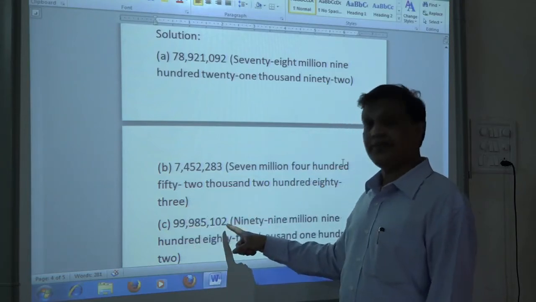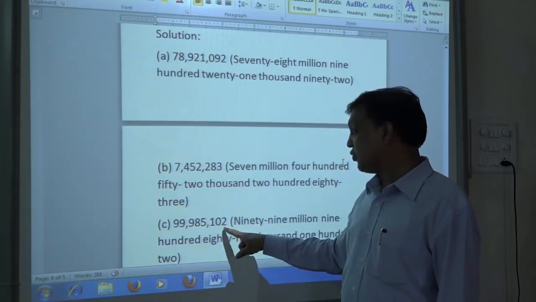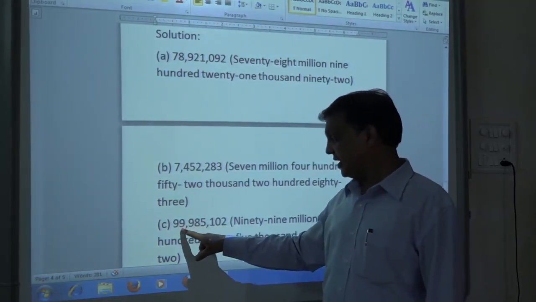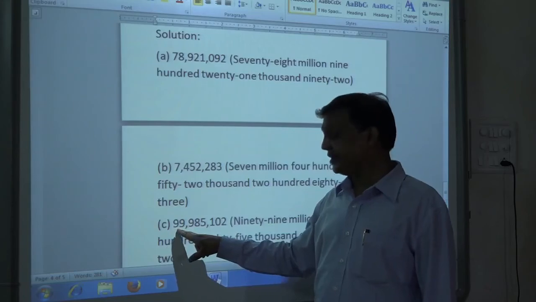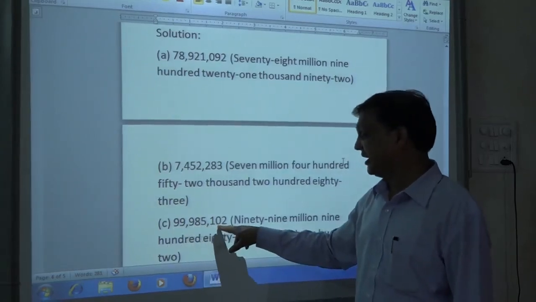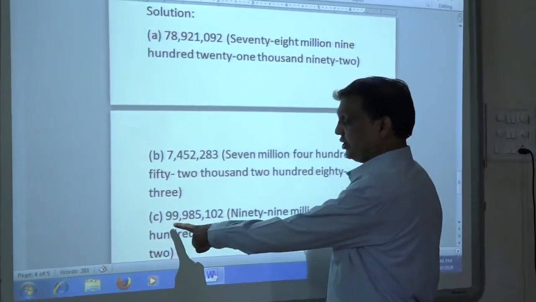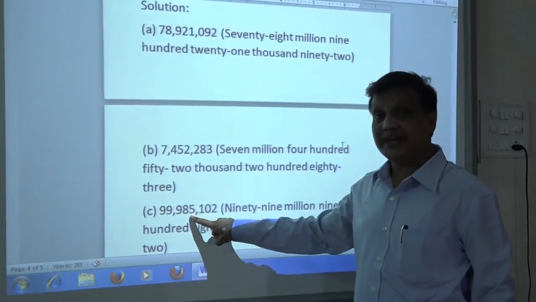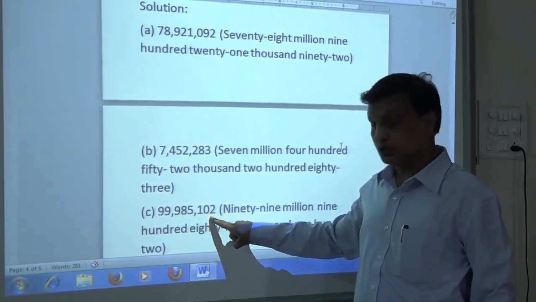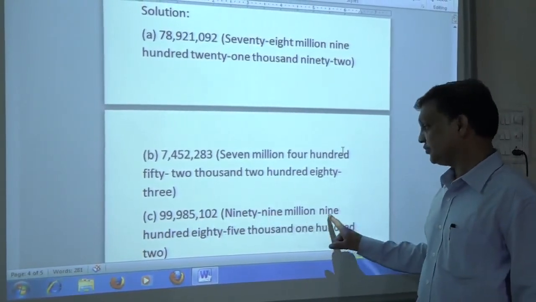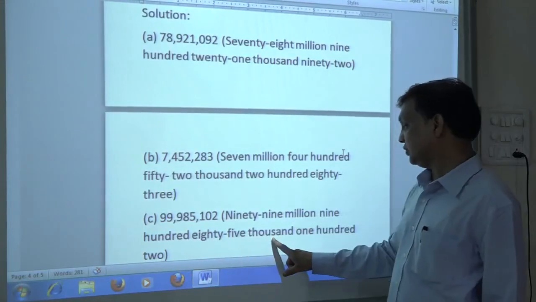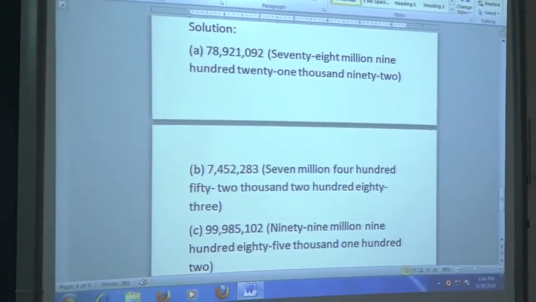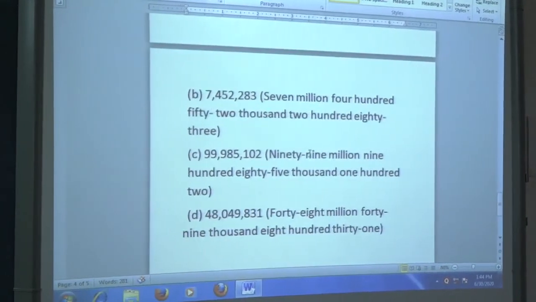Read the number from the beginning, from the right side digit. Place values: ones, tens, hundreds, 1,000, 10,000, 100,000, million, 10 million. So here there are two digits in 10 million and three digits in 1,000. Now you have to read these two digits together. So it is 99,985,102. Now the last question of this exercise.